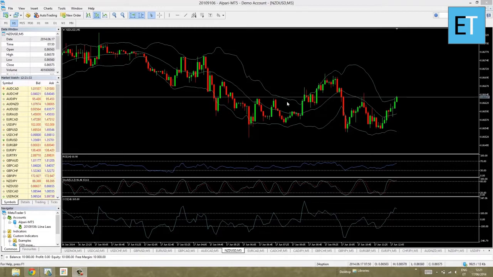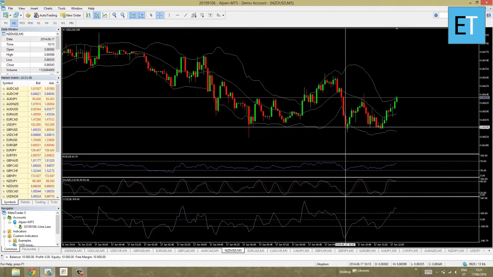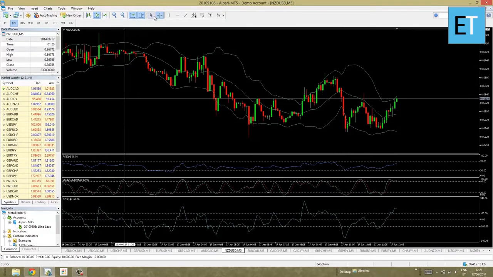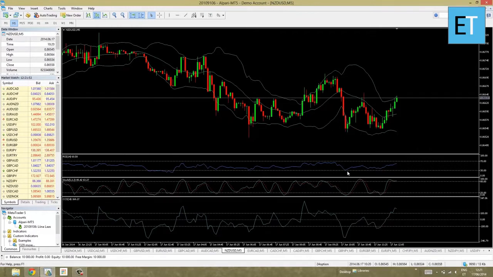So let's see some examples here. For example, at 10:15 today, the New Zealand dollar against US dollar, there was this bearish candlestick here across the Bollinger Band. At the same time, we had RSI at 31.39, so very close. And we have a crossover in the stochastic on the right-hand side. And CCI was at minus 264.